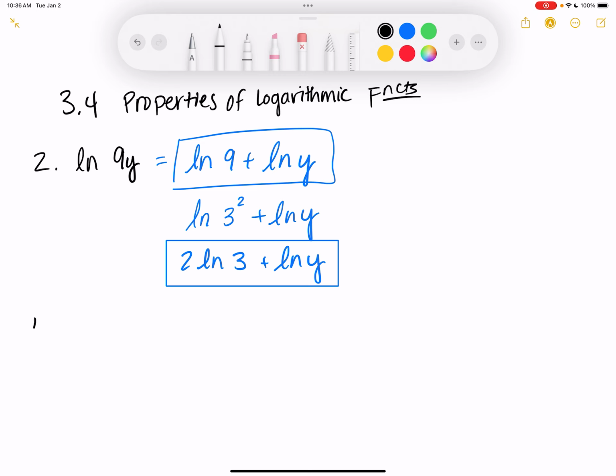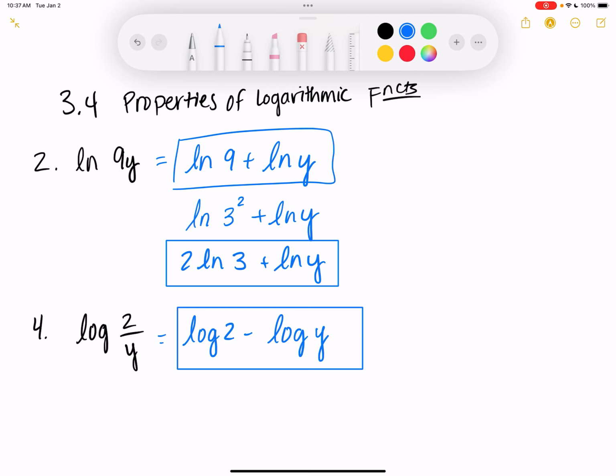Let's see, 4. Log of 2 over y. So this is a log of a quotient, which is equal to the difference of logs. It's always the top minus the bottom. So this one would be log of 2 minus the log of y. And nothing further to do with that one.